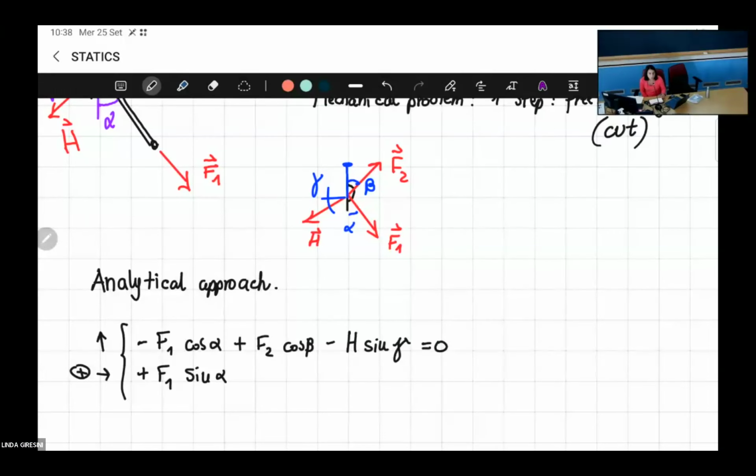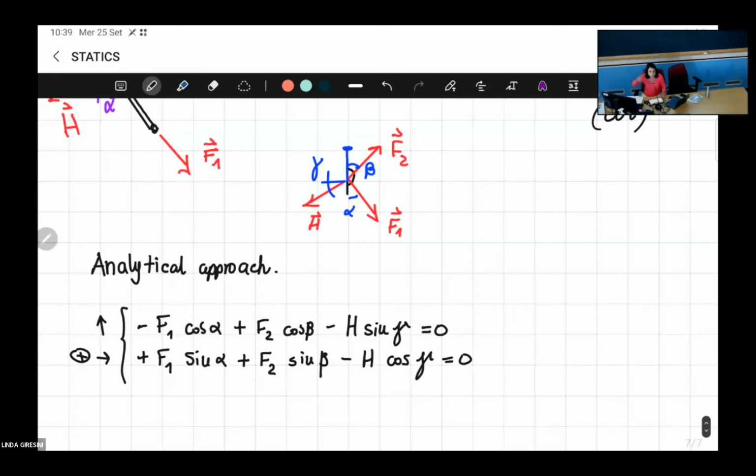Now F2, the horizontal component of F2, is positive or negative? Positive, very good. F2, and sin or cos? Okay. And now we have the H component, which is minus, perfect, because it's directed from right to left. So we have minus H times cos gamma, equal to 0.